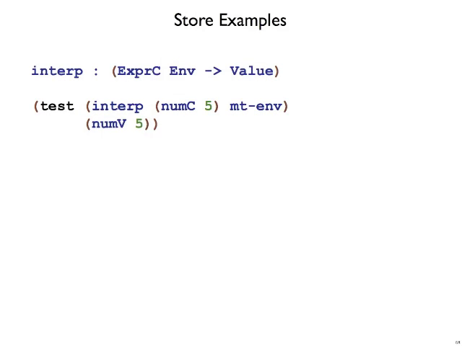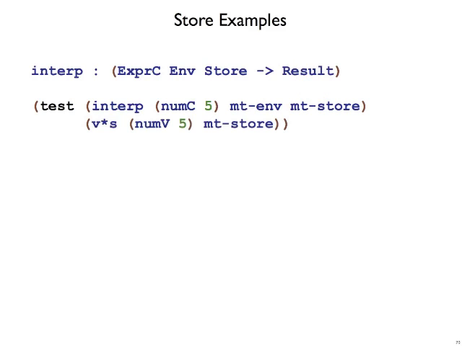Now that we've thought about the data representation, let's make some examples for the new interp. This is the old interp, which took just an expression in an environment to produce a value, where interp of numC 5 with an empty environment would give us back numV 5. Now we need to provide a store, so we provide an empty store when we're starting off a new program.